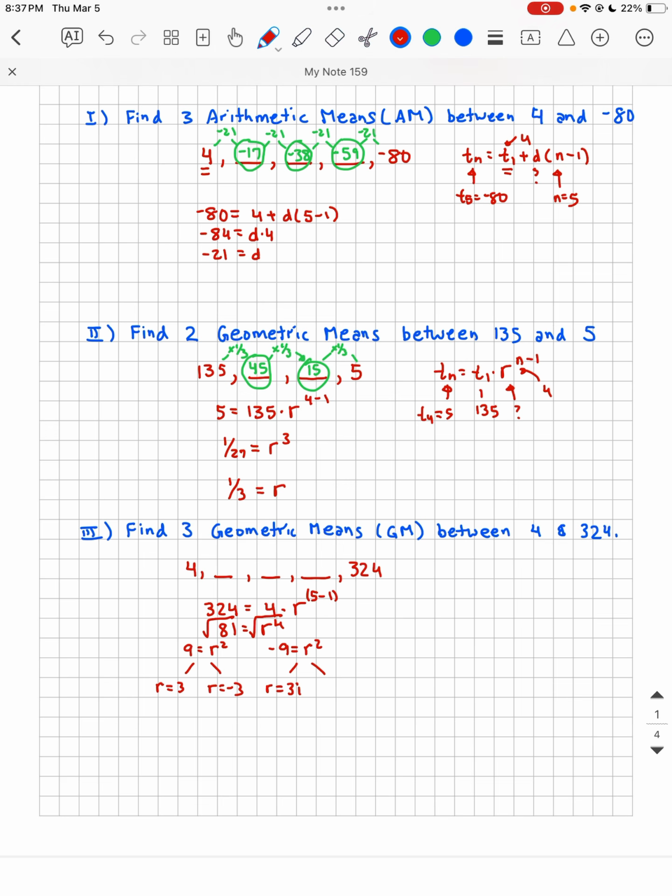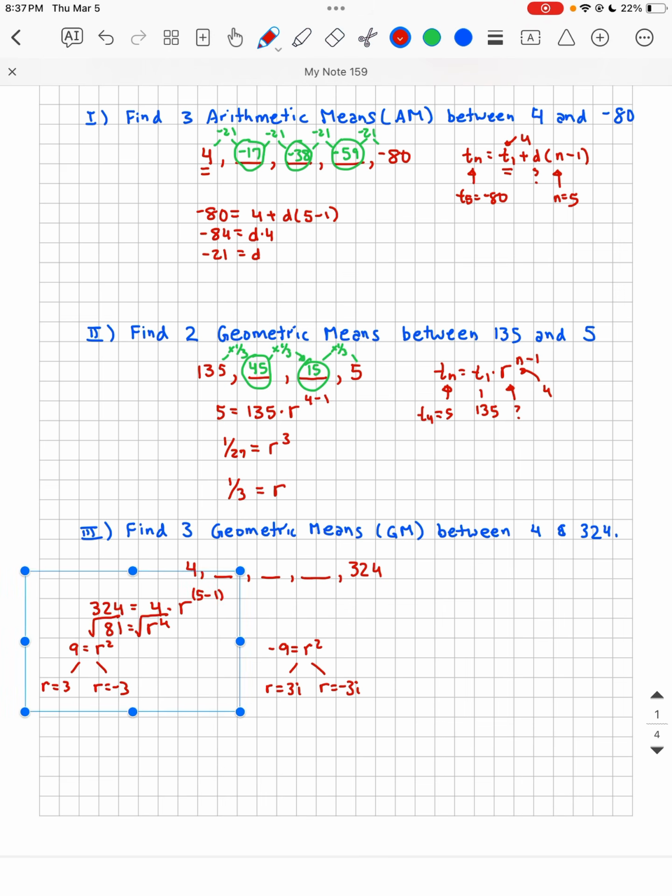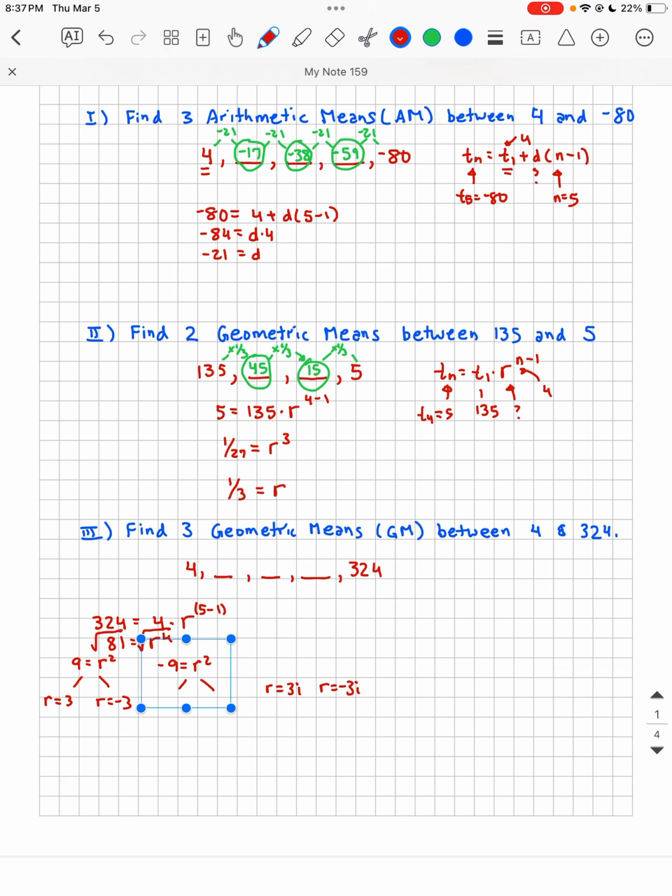So r can equal 3i, or also r is equal to -3i. Let's go ahead and put them all together and show you how all of that nastiness works out. Let's put this a little bit closer to the side and grind it all out together. So here we go.